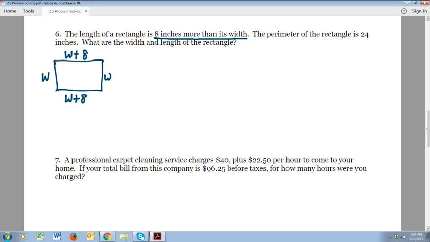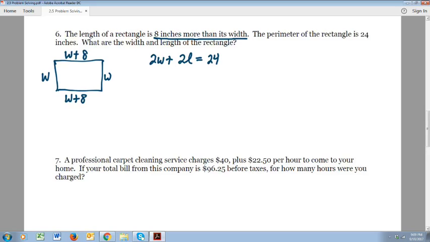So we know the other sides are W and W plus 8. I'm going to go ahead and use the formula this time. We know 2 widths plus 2 lengths is equal to 24. Now if you want to just add the 4 sides like we did before, that's fine. I'm actually going to use the formula here.